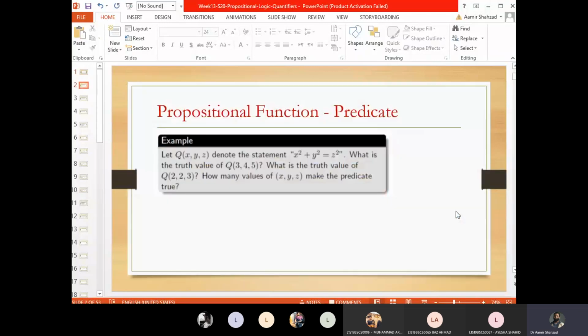So we start our discussion with predicate or propositional function. When we give input to some predicate, it becomes a proposition. We can say for this particular input, this predicate is true or false. So for how many inputs it's true, and for how many inputs it could be false.